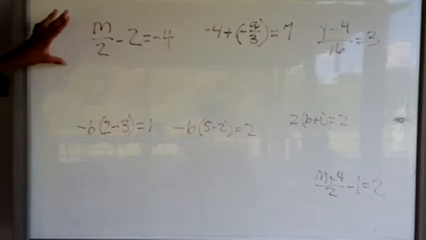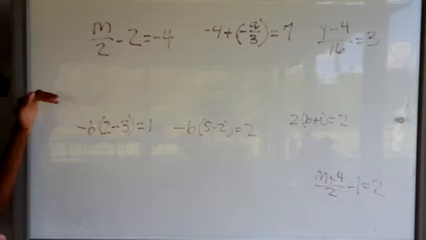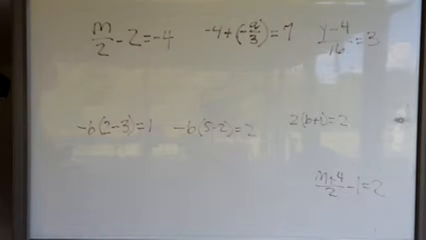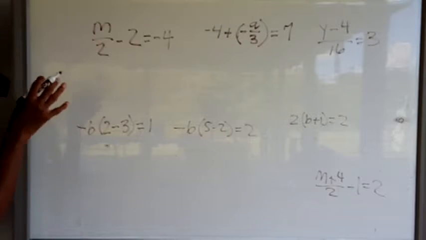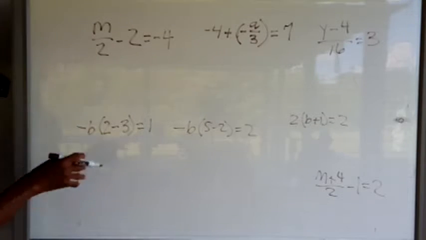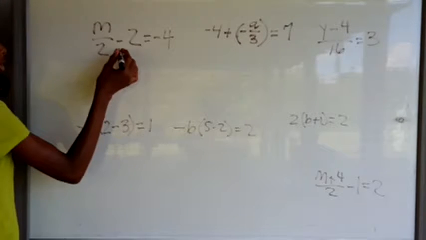Alright, so here we have m over 2 minus 2 equals negative 4. When you're solving linear equations for the variable, you're doing your order of operations backwards. So when you're trying to get the variable alone, you do whatever addition and subtraction you have first, and then the multiplication and division. Here we have m over 2, which is our division, then minus 2 equals negative 4. So we're going to add 2 first.